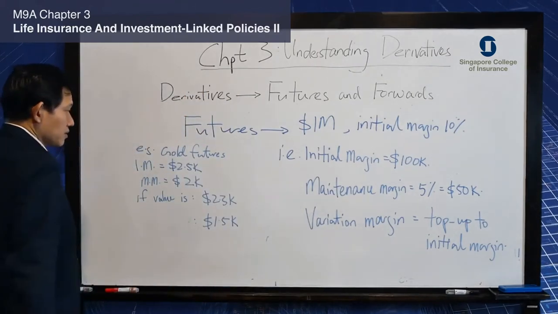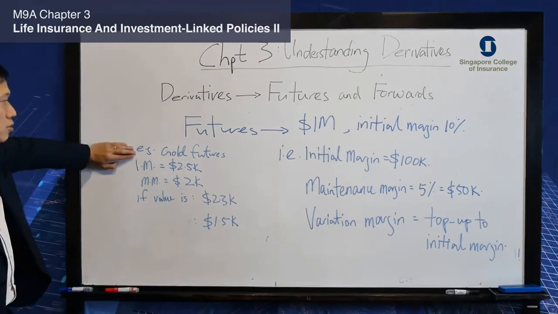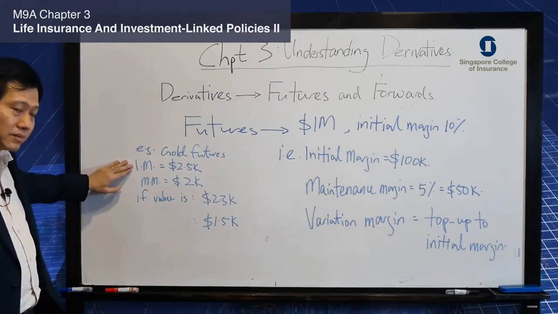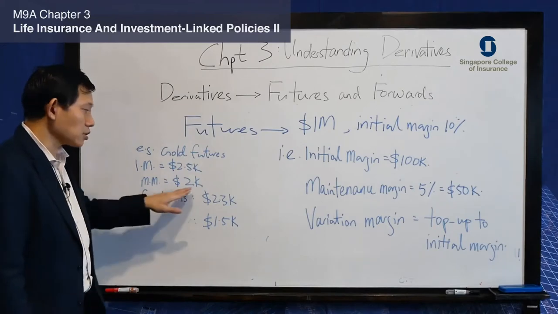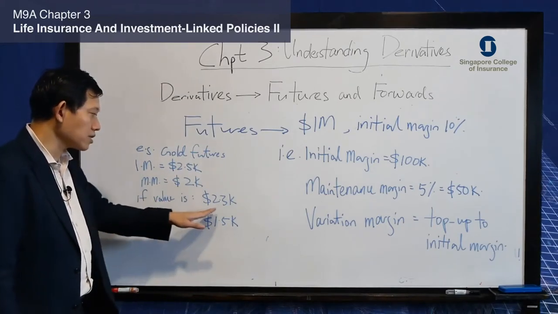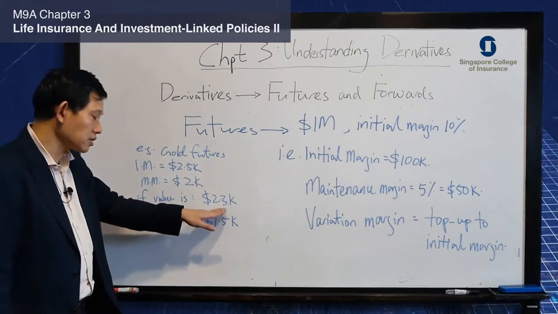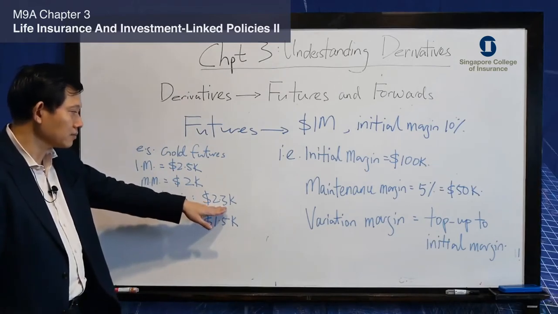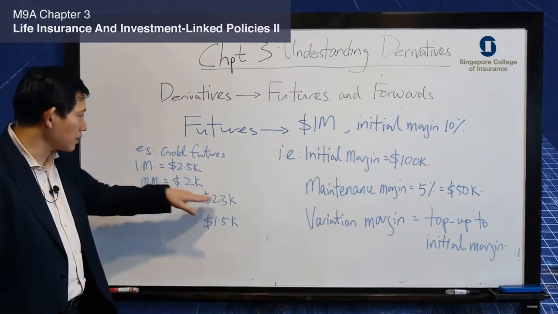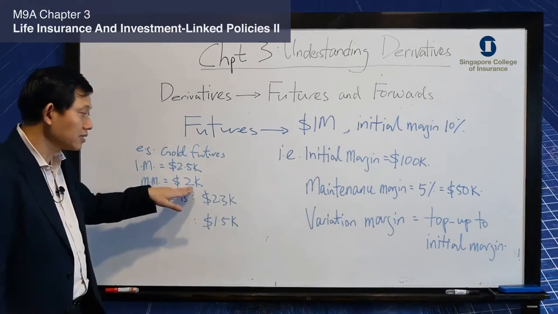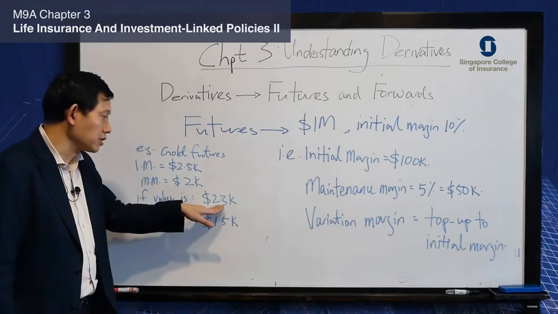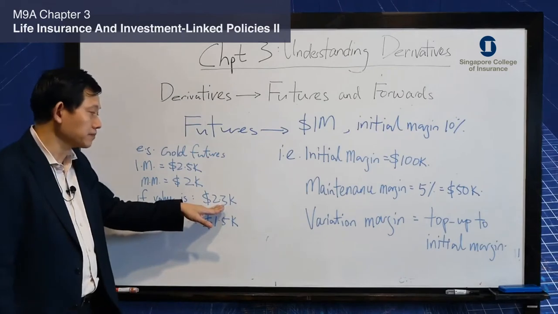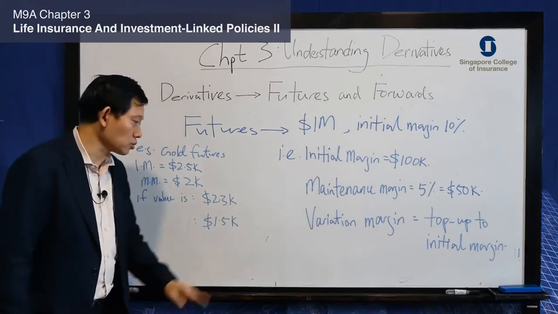Let's give an example. This is the example taken from the book. Example, gold futures. Assuming the initial margin is 2,500, the maintenance margin required is 2,000. Let's assume after 1 day, this is T+1, the contracts fall below 2,300. Under this situation, when we compare with the maintenance margin of $2,000, even though this future contract drops in value, the investor will not be issued a margin call. It is still okay. Let's assume it is now T+2.